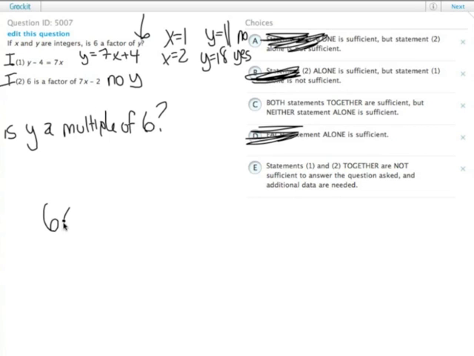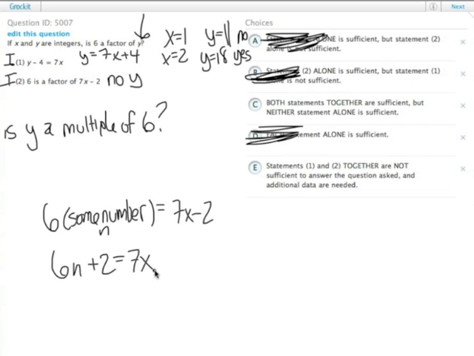So 6 times some number equals 7x minus 2. And we can add that 2 to both sides. Let's just call that number n. So 6n plus 2 equals 7x. Now we're actually in more familiar territory, because statement 1 also provides us with a value of what 7x equals. So we have 7x equals 6n plus 2. We also have 7x equals y minus 4.